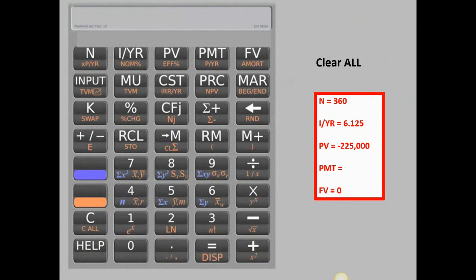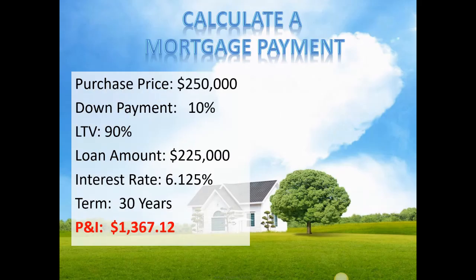So if you do that, and here's how you program these buttons. Literally, you would punch, for the N, I would punch 3, 6, 0, and then just touch the N key. For the interest rate, I would just punch 6.125 and then just touch the I/YR key. That's all you got to do to program it. So it's simple to program.